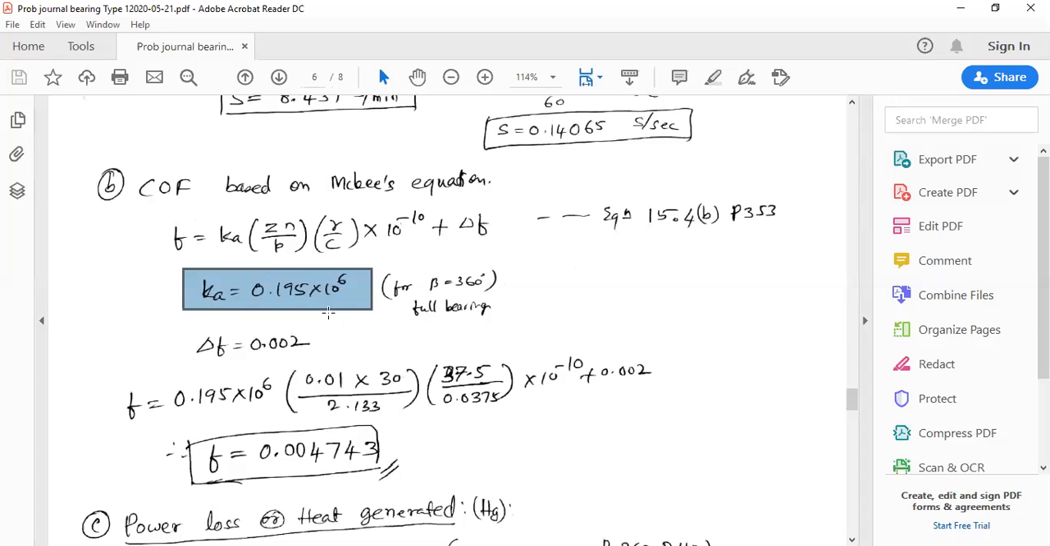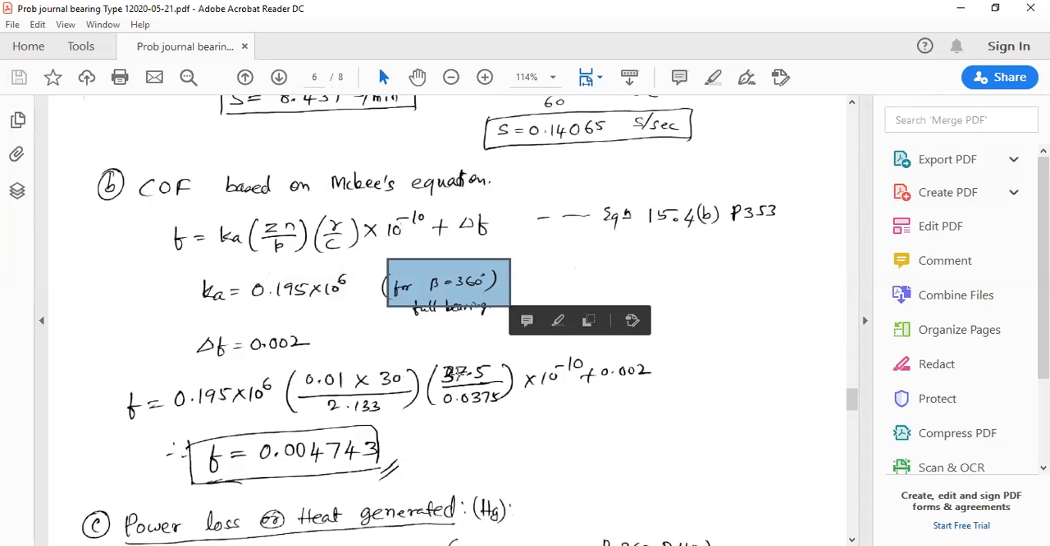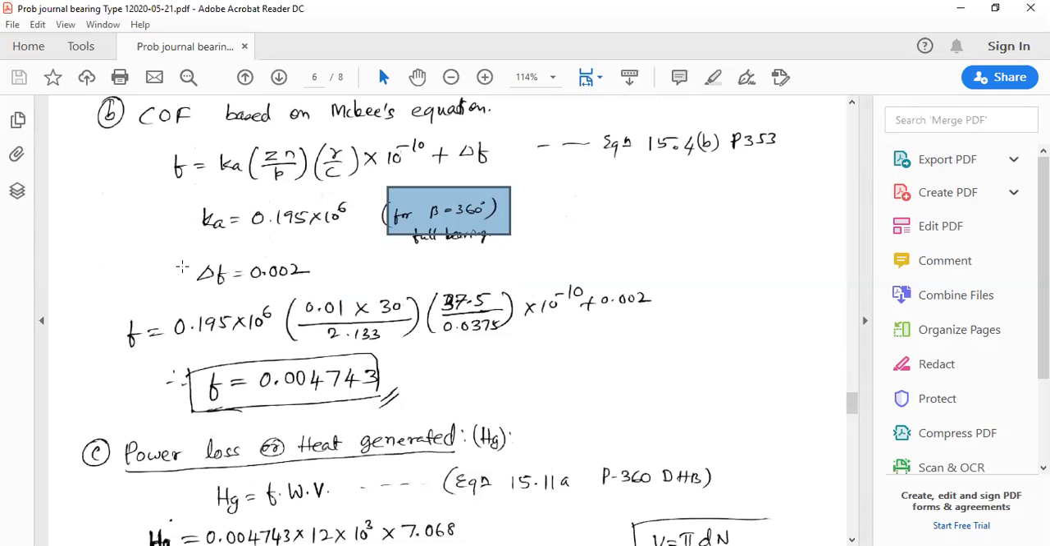And this value is to be used whenever the full bearing is given, that is beta is equal to 360 degrees. Suppose a partial bearing is given, which means the beta value is other than 360 degrees. In that case, that value is to be used with the equation just above the equation of Ka. Now Ka is 0.195 into 10 raised to 6 since the beta value is 360 degrees.